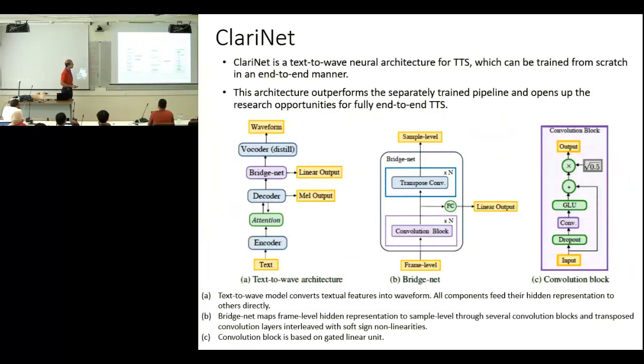And ClariNet, which is assumed to be the first true end-to-end system, and the high level of architecture of ClariNet is shown here. Text-to-wave models convert textual features into waveform. All components feed their hidden representation to each other directly, and so on. I only show you the high level without spending time on the details of this architecture.